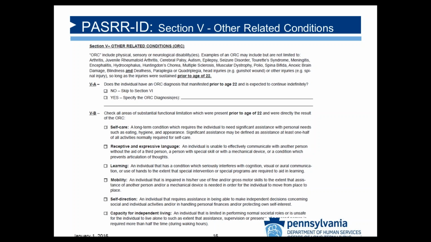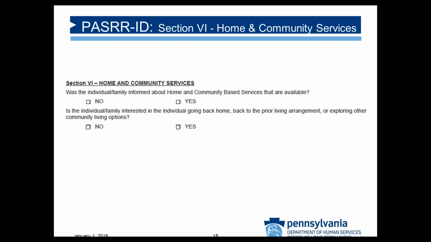You may cross over sections here with your ORC. It's one functional limitation and a diagnosis prior to the age of 22 that would meet the criteria for a level 2. We're no longer looking for a diagnosis after the age of 22. That was on the old form. We're just concerned with anything prior to the age of 22, so that's when a diagnosis had to be made. So if they developed epilepsy or MS in their 40s, they do not meet the criteria. And you do not need to put the diagnosis on this form in this section. And the home and community services, that's just informational gathering questions.